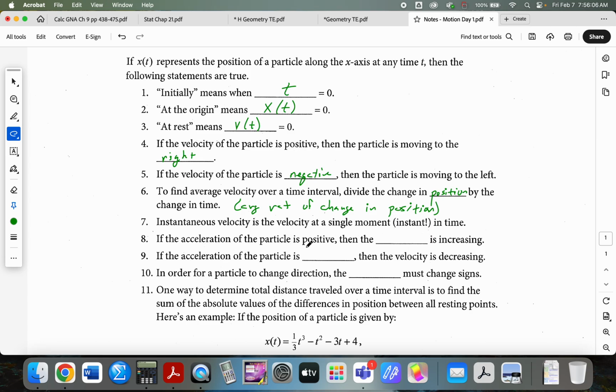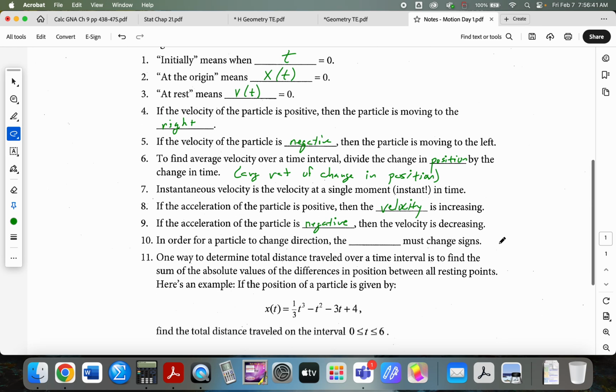All right, if the acceleration of the particle is positive, then what is increasing? Velocity. The velocity is increasing. And if the acceleration of the particle is negative, then the velocity is decreasing. I think it may be Monday, we'll talk about the difference between velocity and speed and how it applies to calculus problems.